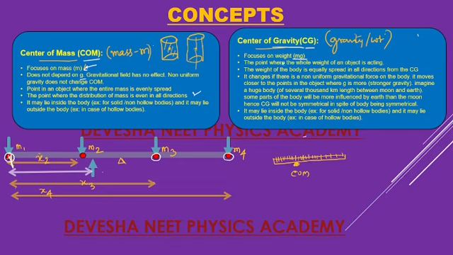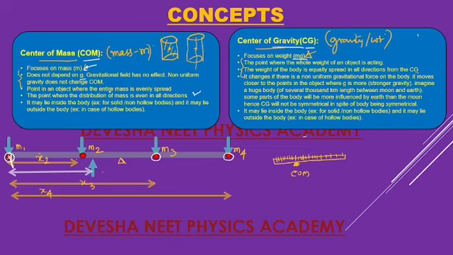Now, center of gravity focuses on weight, as the name says, which is mg. This is a point where the whole weight of an object is acting. The weight of the body is equally spread in all directions from the CG. This looks very similar to the definition we had for center of mass. The only difference is that we are talking of mass there and of weight here, which is mg.